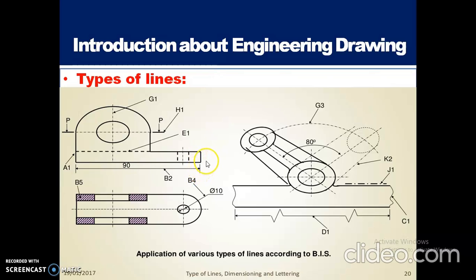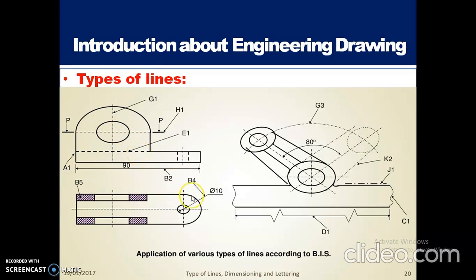Once again, listen. What does extension line mean? The line which is extending beyond the outline of the object is called extension line. This line is called dimension line, the line which is used to indicate the measurement. This one is the dimension line, this one is the extension line, this one is the outer line or outer edges of the object, and this is the center line.